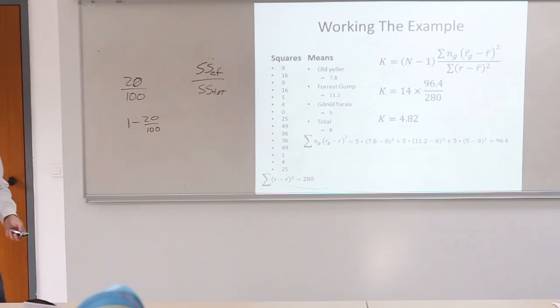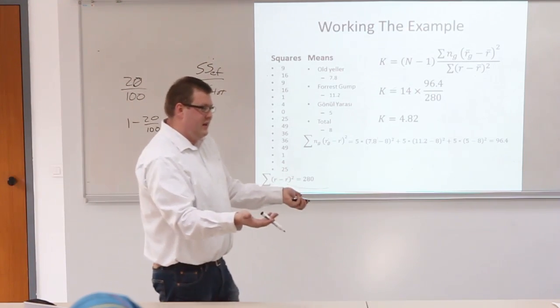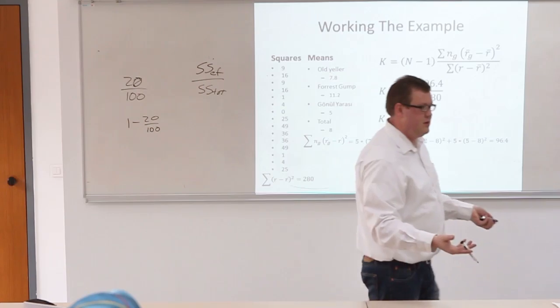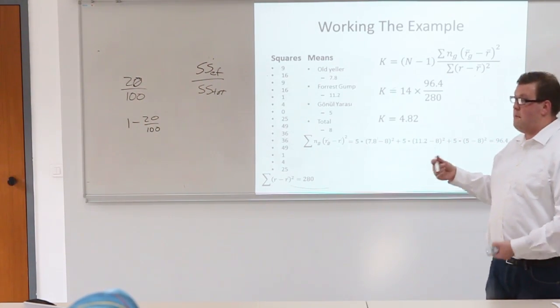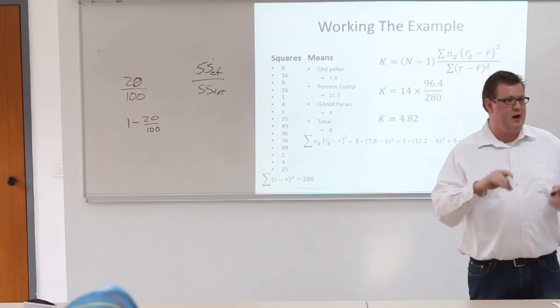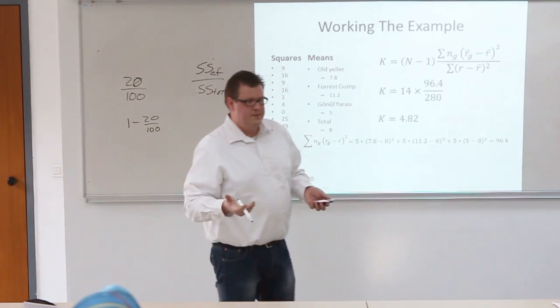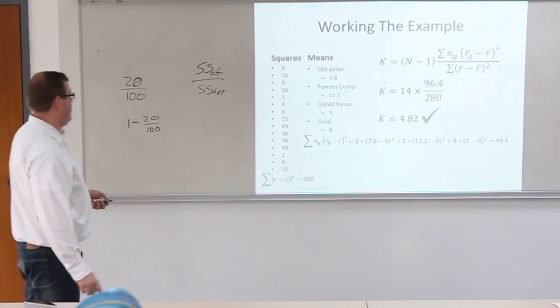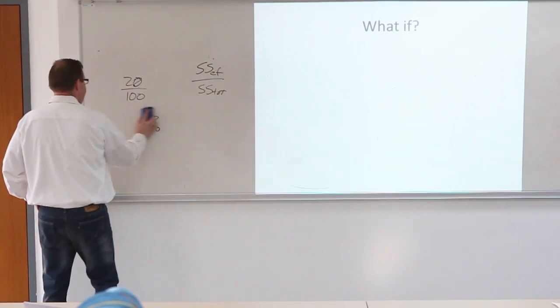You guys remember what 4.82 was? That was exactly what R told us, the chi-square. So then if we wanted to manually calculate the p-value, we can do that, 1 minus p chi-square. Okay? All right. So it works.